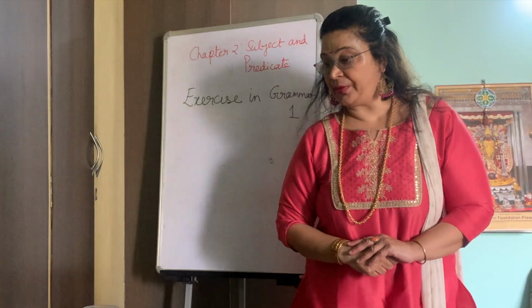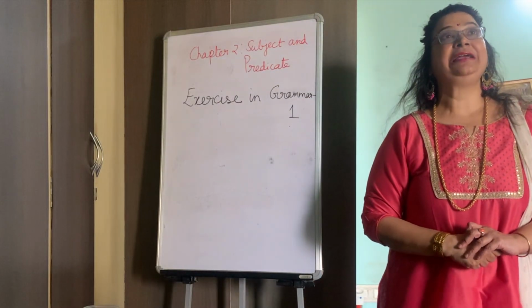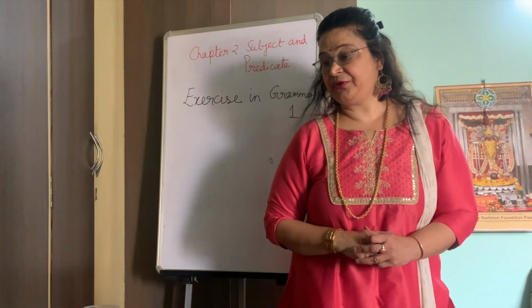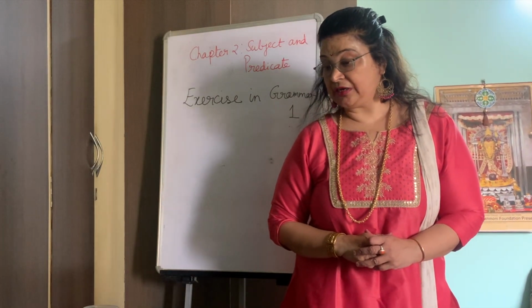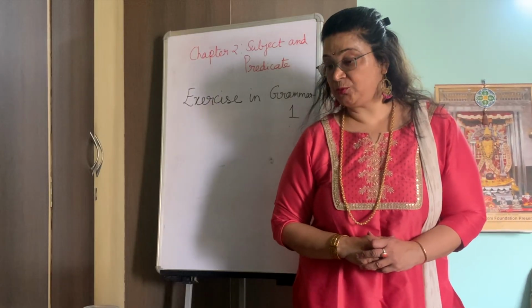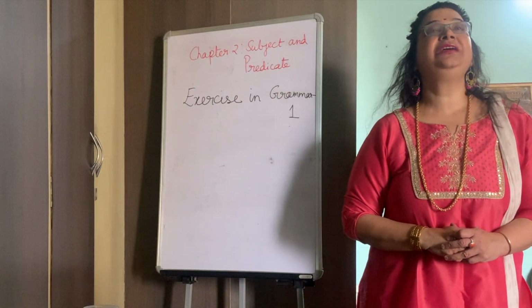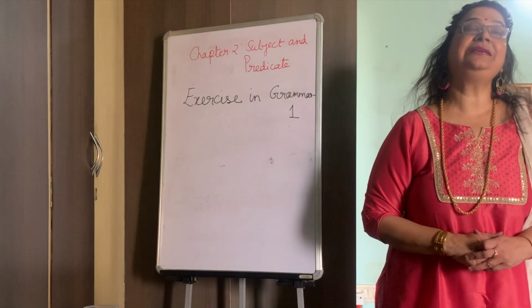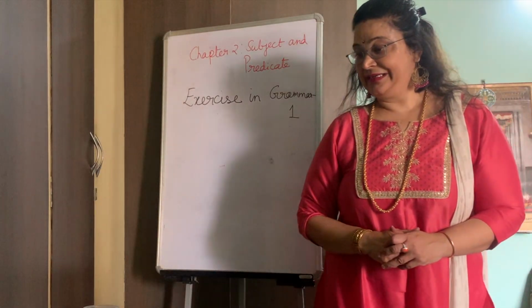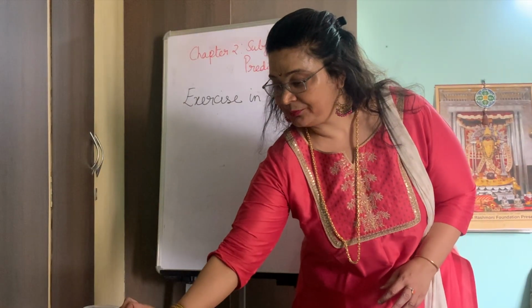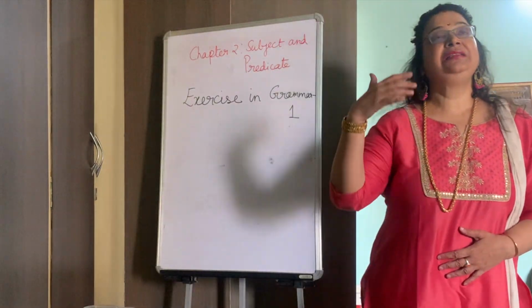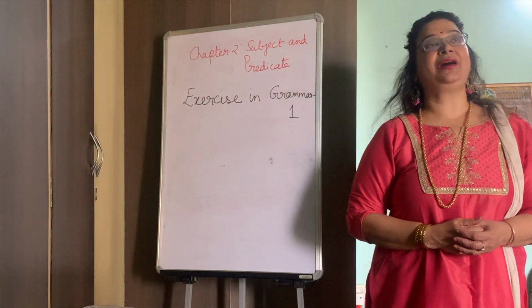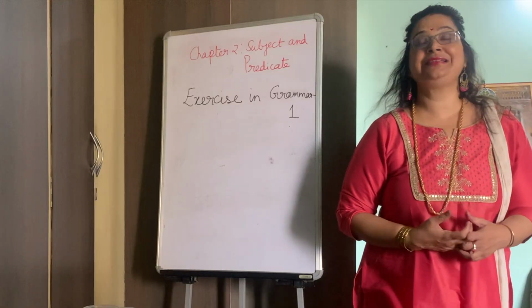We cannot pump the ocean dry. We is the subject, cannot pump the ocean dry is the predicate. Borrowed garments never fit well. So it is about the borrowed garments. So borrowed garments is the subject here. Never fit well is the predicate. These sentences are taken from Wren and Martin, and we are solving the exercise.